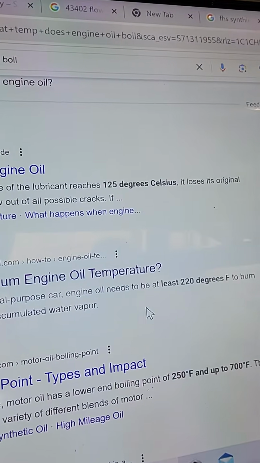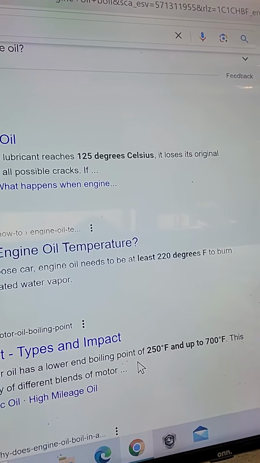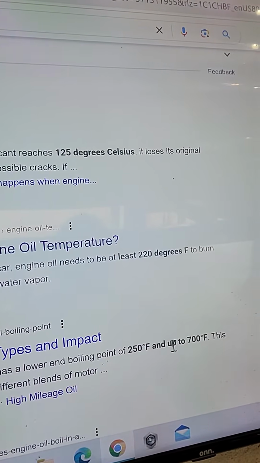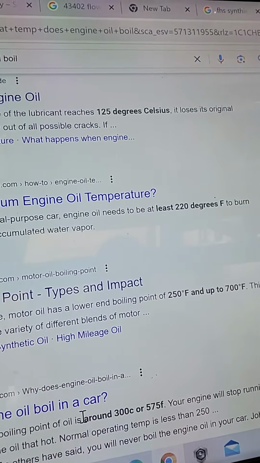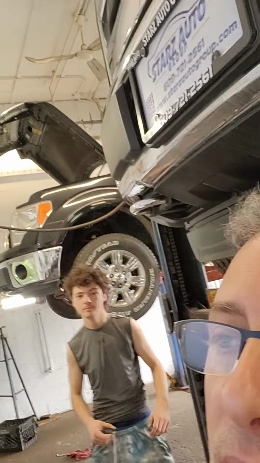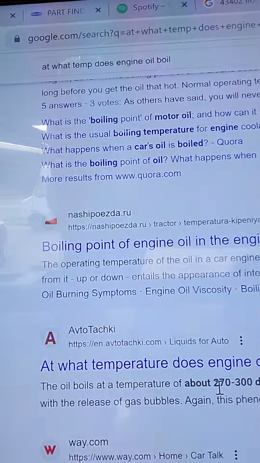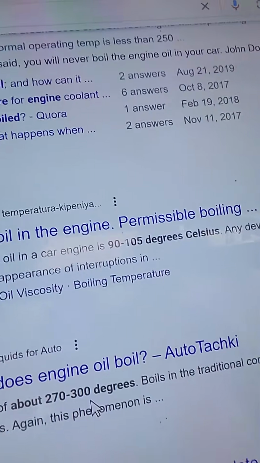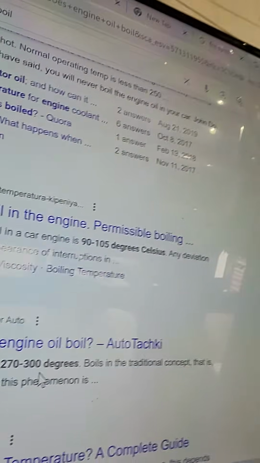Okay, interesting. At atmospheric pressure, motor oil has a lower end boiling point of 250 to 700 degrees. So your engine, right? Let's see, boiling point around 300, depending on the type of gasoline and engine that you have. What temperature does engine oil boil? So 270 to 300. So we're gonna say anywhere between 250 and 300 degrees. 250 being the lowest side that your engine will boil.